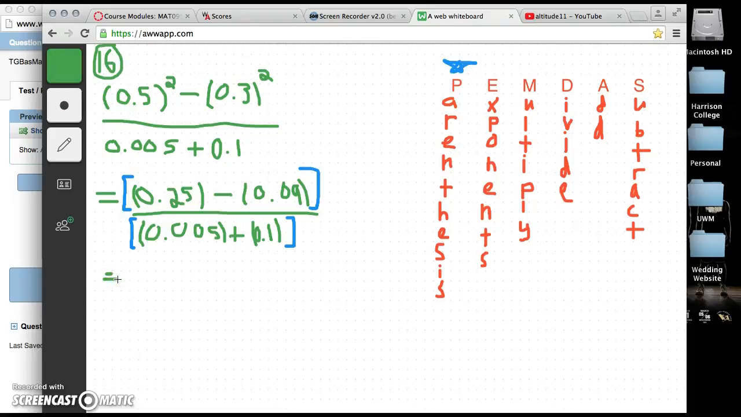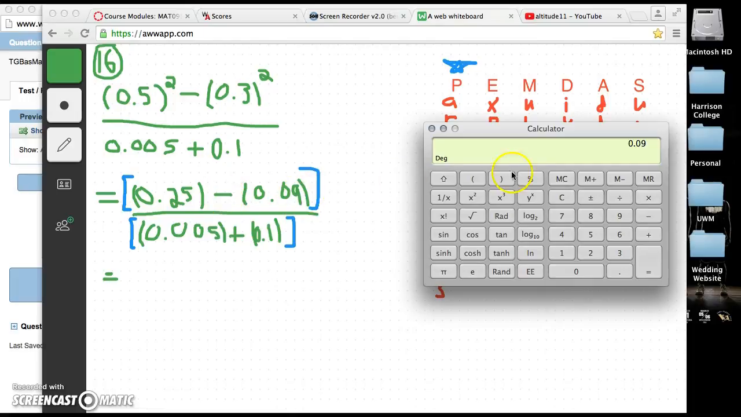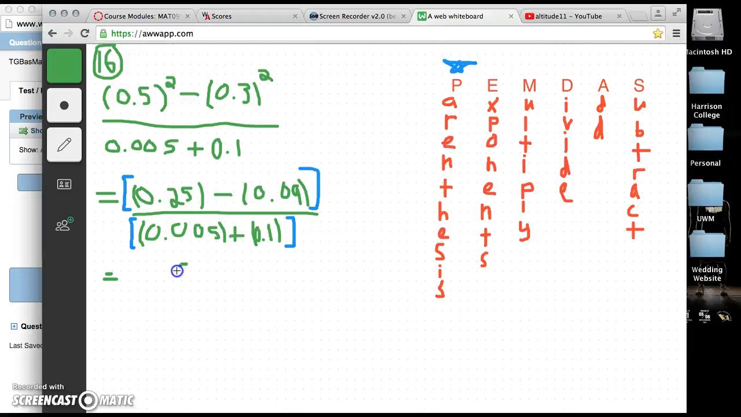So let's simplify that numerator first. In our numerator we have 0.25, and we are subtracting from that 0.09. And we get 0.16. So in that little example that I talked about, that's our value of A, right?